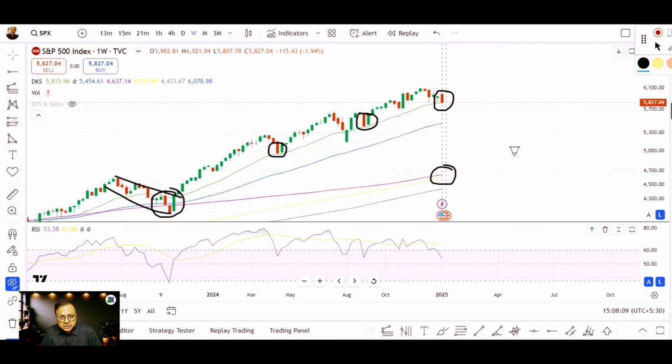But look at the momentum indicator. This correction was well expected. We had earlier discussed on this channel, especially when there was a bearish divergence over here. And then finally, you see the size of the candlestick pattern, which is quite a small body candlestick pattern, indicating the loss of upside momentum.